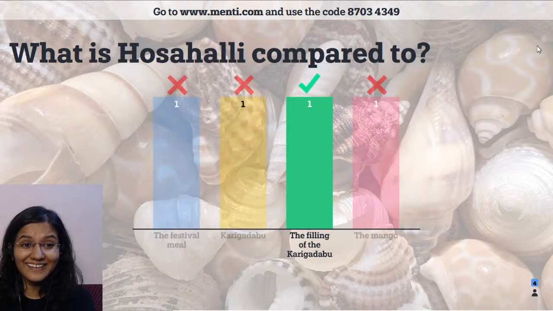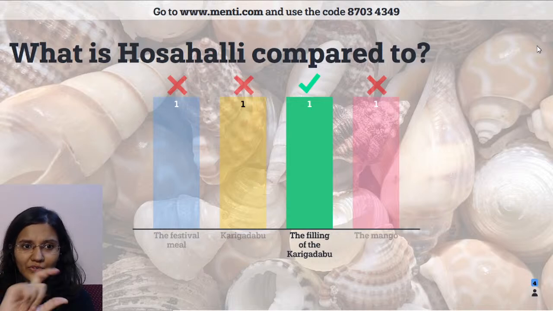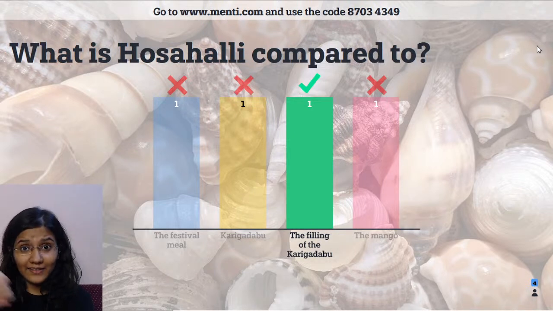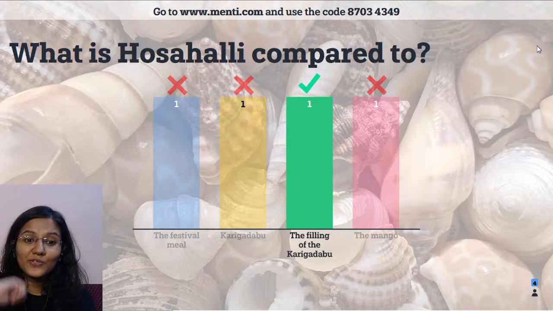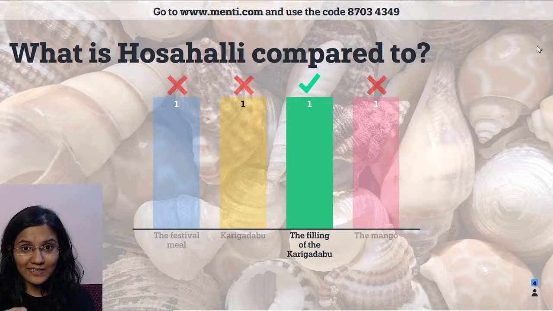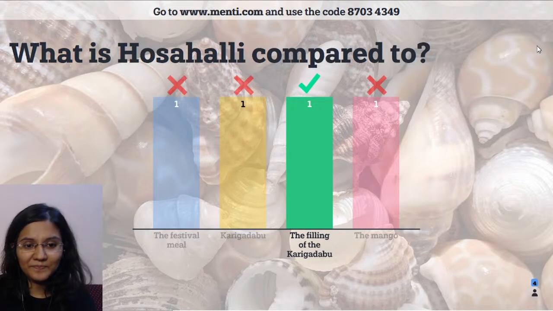Oh no. Okay, Hosahalli is being compared to the filling of the Karigadabu. The Karigadabu is a sweet, right? So what's happening in the paragraph in which this analogy is taking place is that the narrator says, oh, India is the feast. In the feast, Mysore is the sweet, the karigadabu, and the inside of the sweet is Hosahalli. So the most special part of Mysore is Hosahalli, and Hosahalli is the filling of the karigadabu. Yeah, so that's the bigger analogy that's taking place.